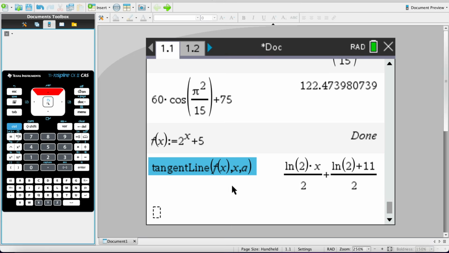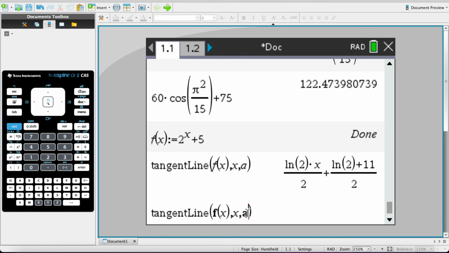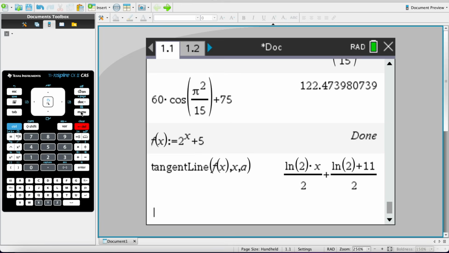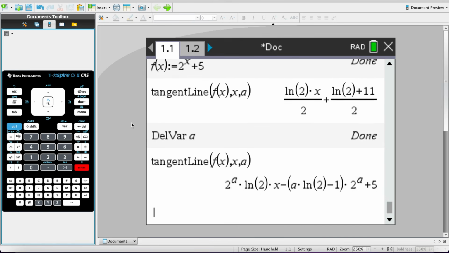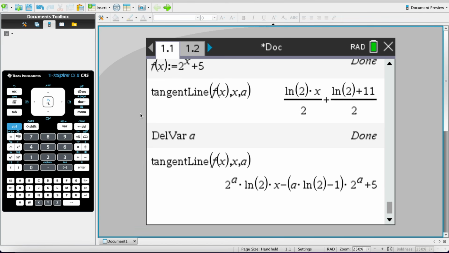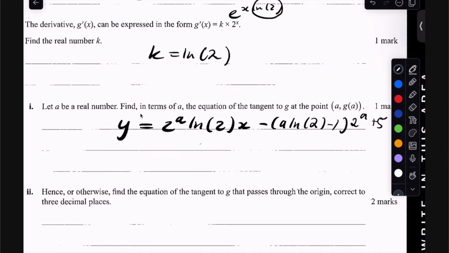Sorry, just be careful. I think my a is defined as something. I'll just delete that variable. So menu 1, 3, a, and now just do that again, and that will be the equation of the tangent. So make sure you write y is equal to, and just copy that down. So y is equal to 2 to the power of a ln 2 times x minus a ln 2 minus 1 times 2 to the a, and then plus 5. So I've just written that one down.